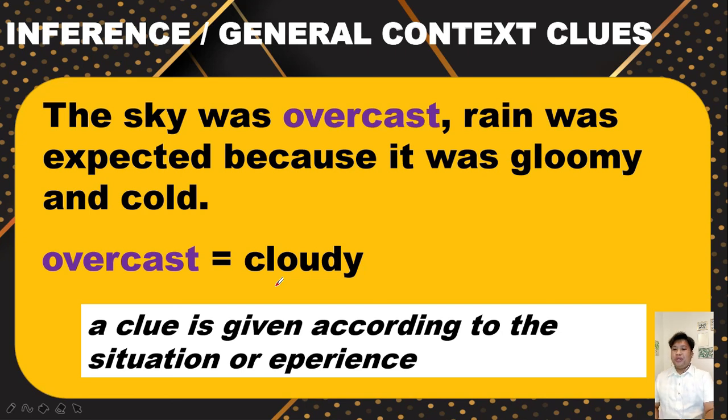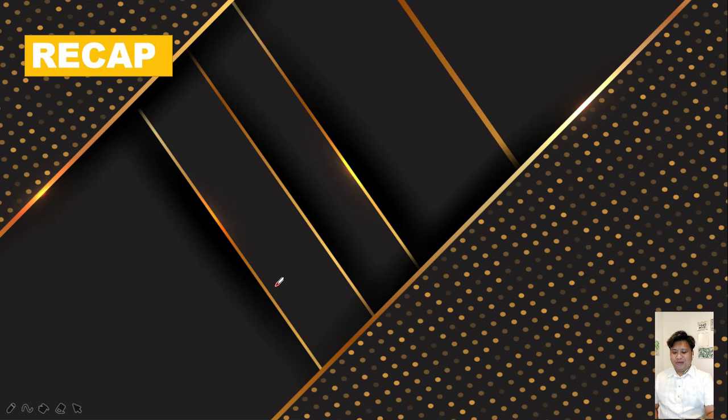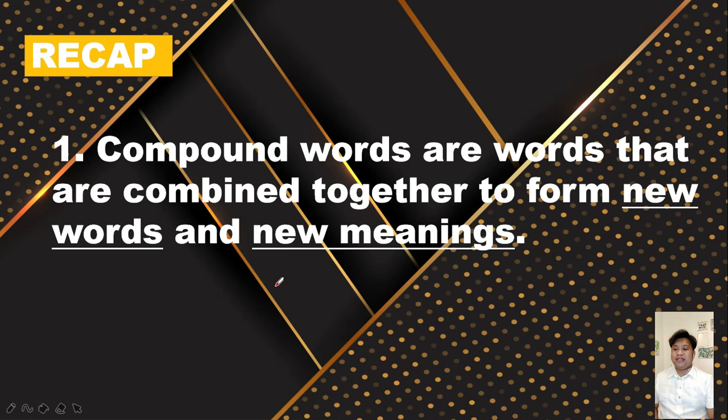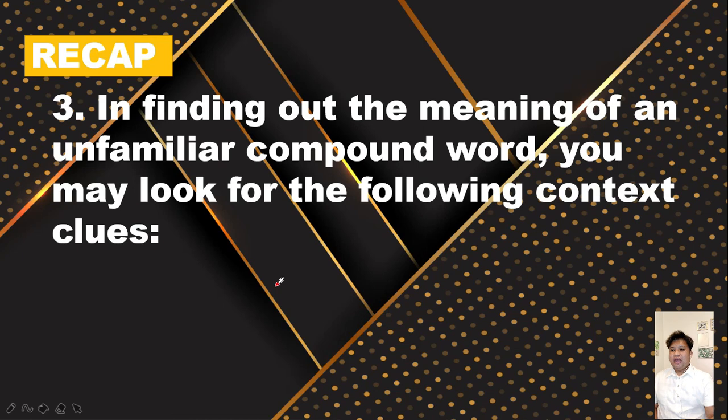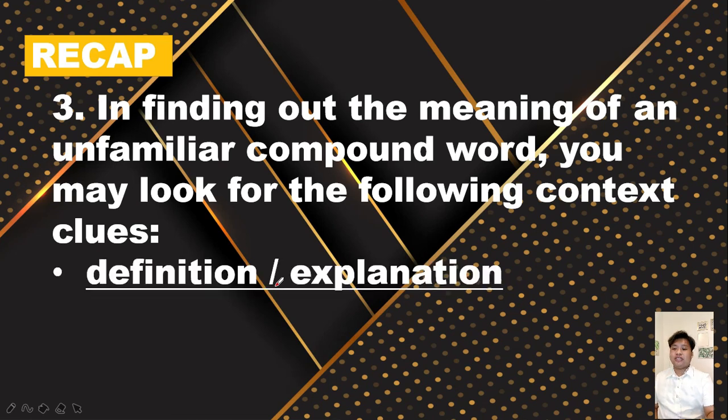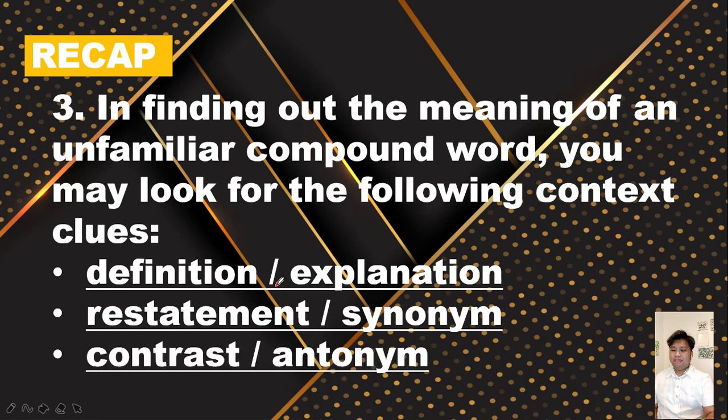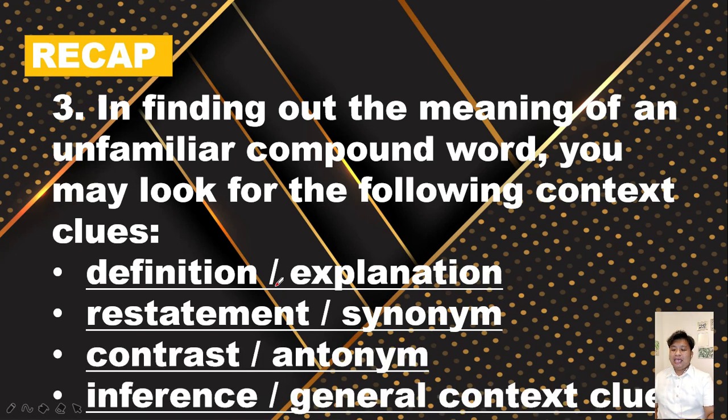Okay? So that ends our recap. Okay. So once again, compound words are words that are combined together to form new words and new meanings. Compound words may be closed, open, or hyphenated. In finding out the meaning of an unfamiliar compound word, you may look for the following context clues: definition or explanation, restatement or synonym, contrast or antonym, and inference or general context clues.